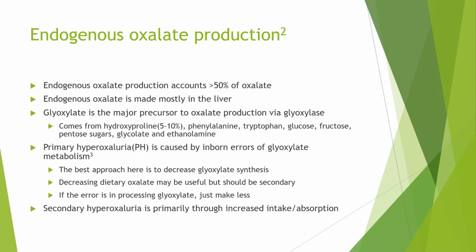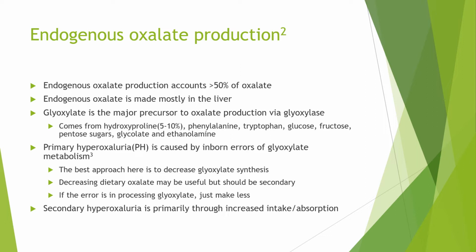Endogenous oxalate is mostly made in the liver, and while both ascorbic acid and hydroxyproline can play a role, glyoxylate is the major precursor to oxalate production. 5 to 10% of this glyoxylate is going to come from hydroxyproline, and then other contributors are going to be phenylalanine, tryptophan, glucose, fructose, pentose sugars, glycolate, and ethanolamine. So we have these precursors to glyoxylate, which is the major precursor to oxalate production.